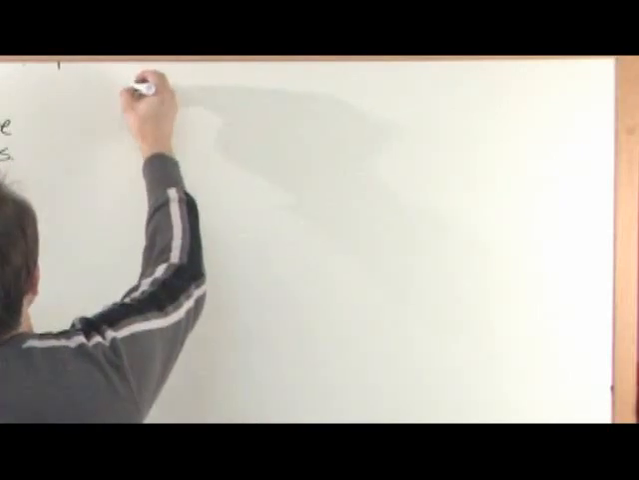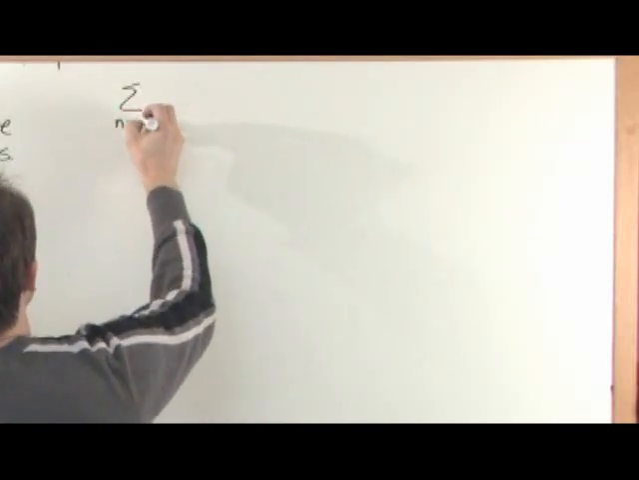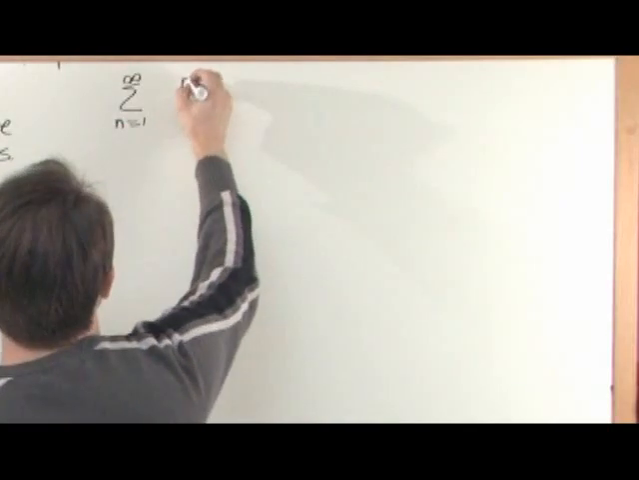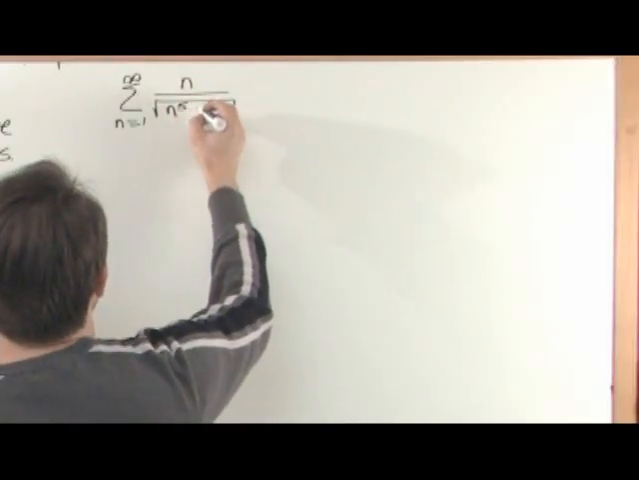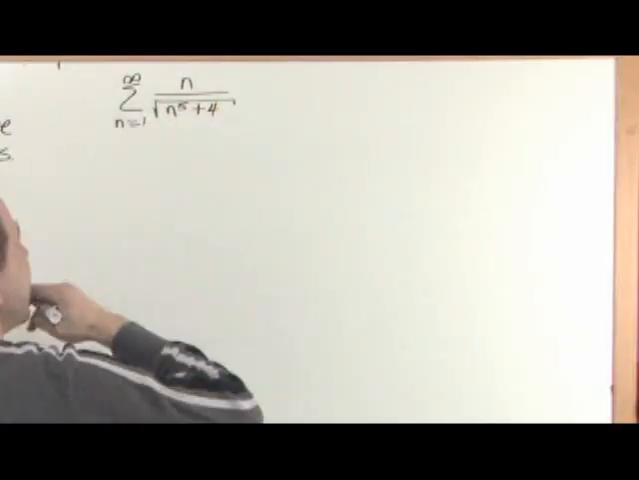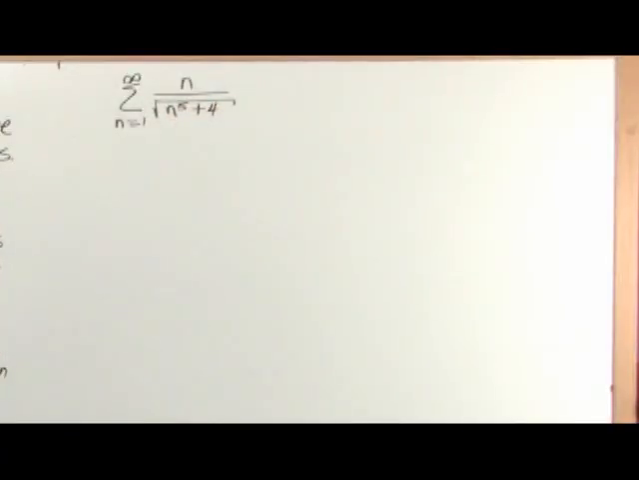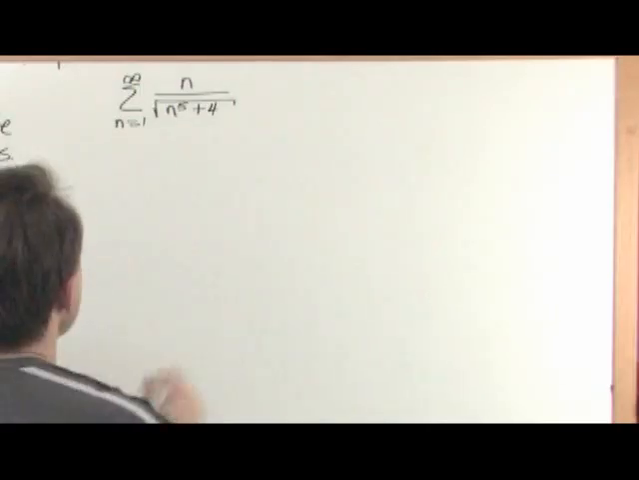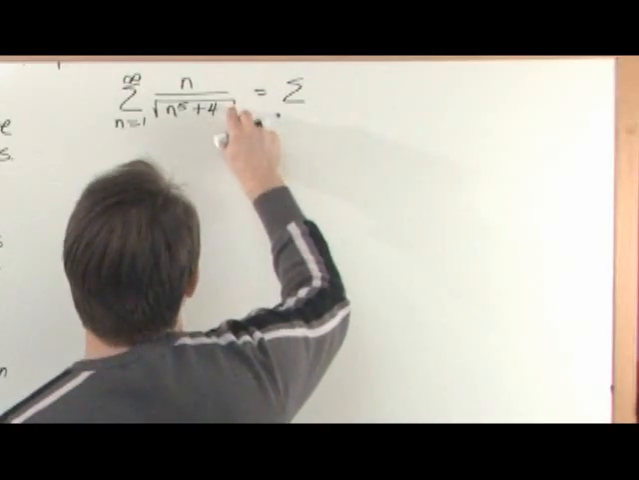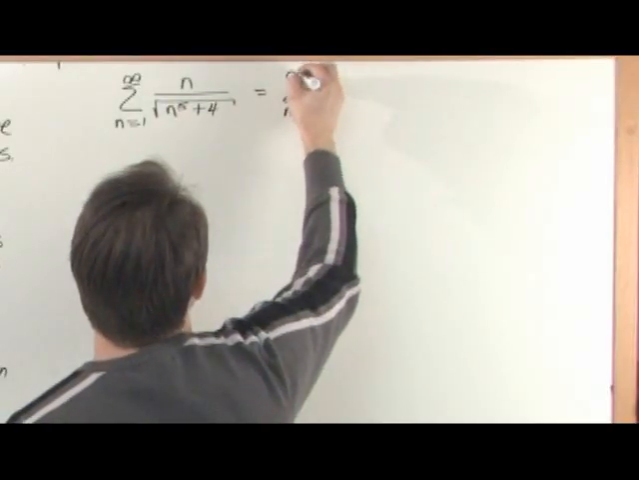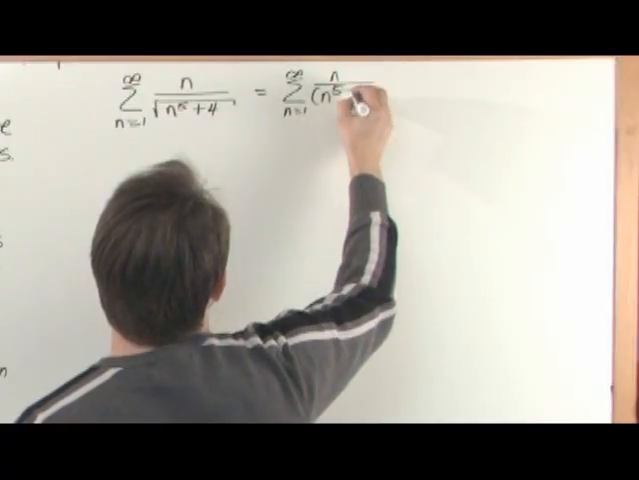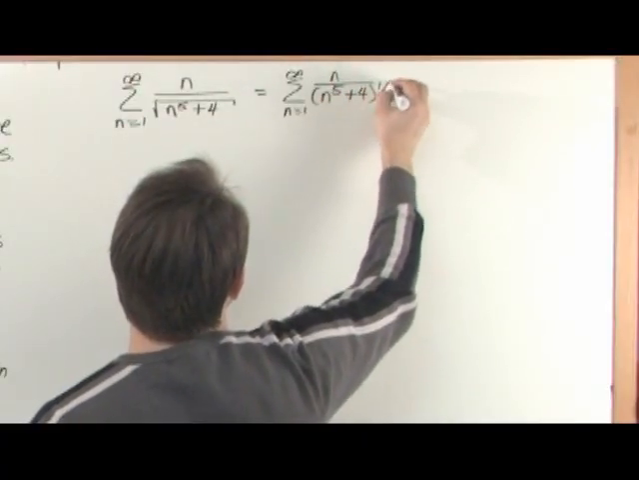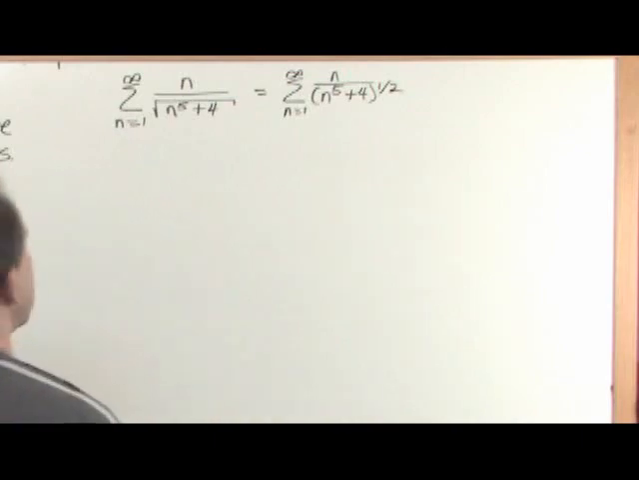Okay, our final problem is going to be, what if you had the sum from n equals 1 up to infinity of n over the square root of n to the 5th power plus 4, okay? Well, the first thing I'm going to do is try to find a b sub n, but before I even do that, I never like radicals running around my series. So it's the sum from 1 to infinity of n over (n to the 5th plus 4) to the 1/2, okay? That's what I have.